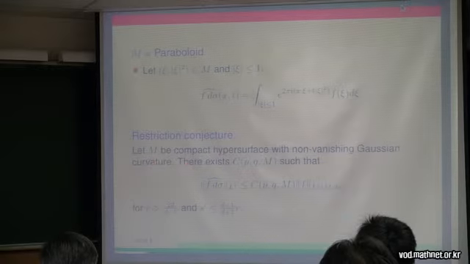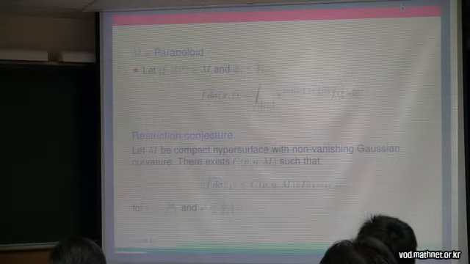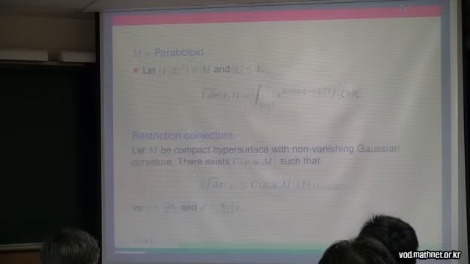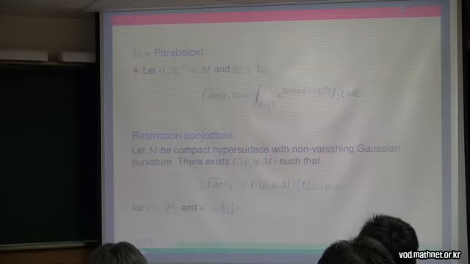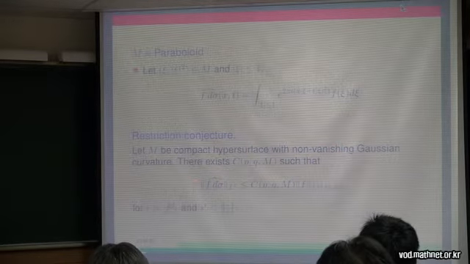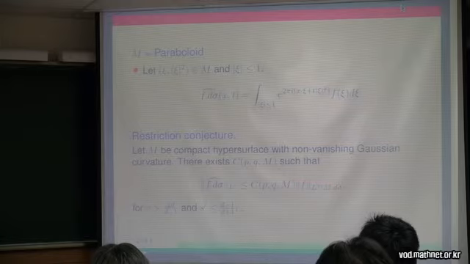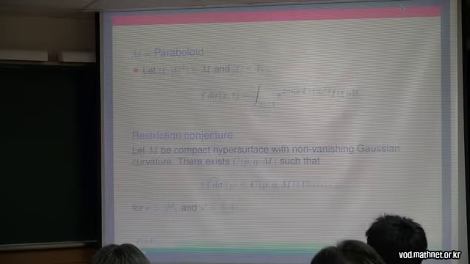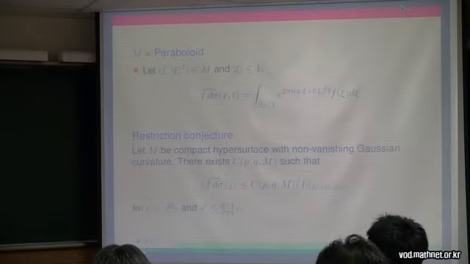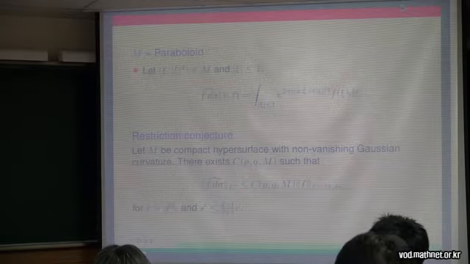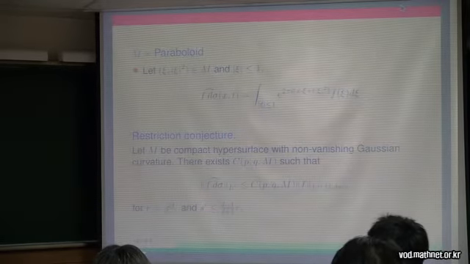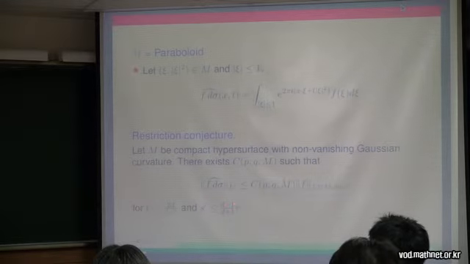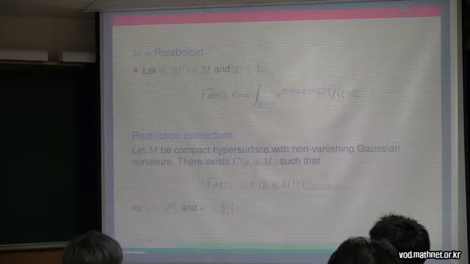And then the restriction conjecture tells that if M is a compact hypersurface with non-vanishing Gaussian curvature, then this L^q estimate holds when q is bigger than 2d over d minus 1 and q is greater than d plus 1 over d minus 1 times p prime.